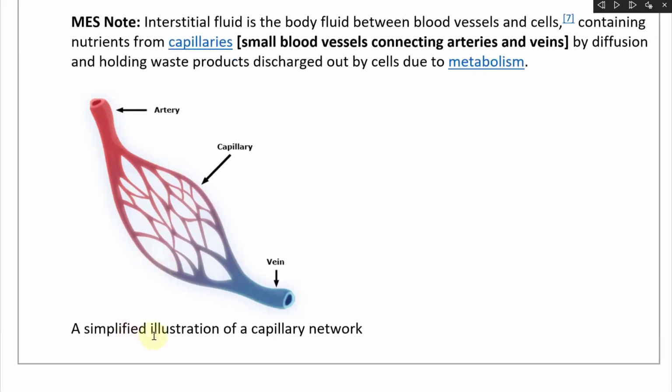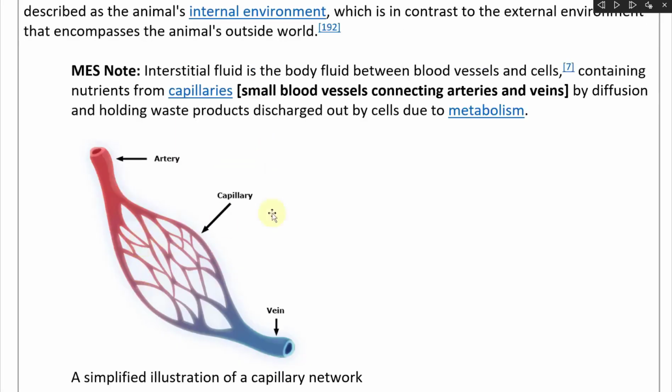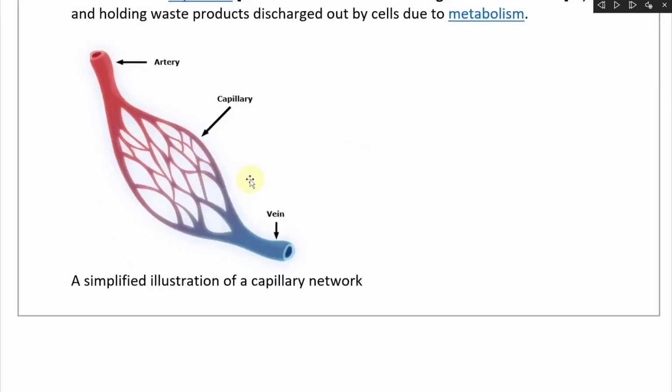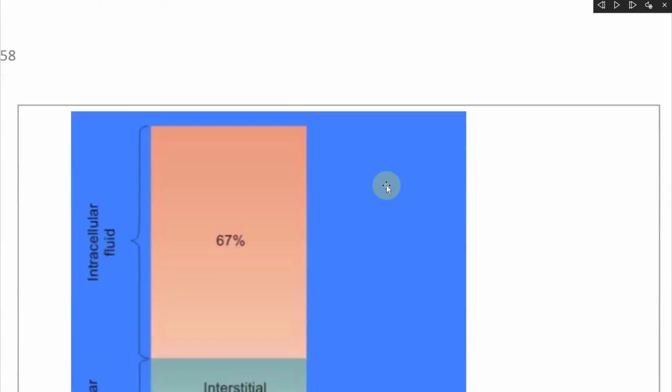And recall again, a simplified illustration of a capillary network. You have the vein going to the heart, and this is from the heart to the body, and there are the small blood vessels, there's the capillary over there. And the interstitial fluid, all the fluid in between, contains nutrients from capillaries via diffusion, holding waste products discharged by the cells due to metabolism. Very interesting. And again, here's that figure.